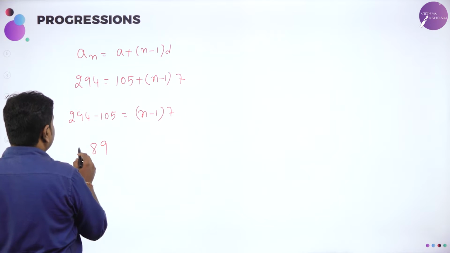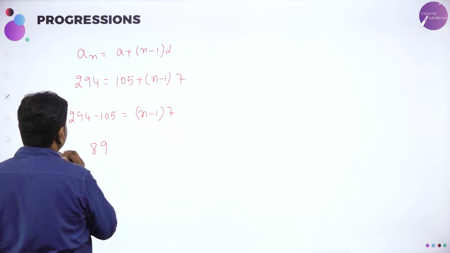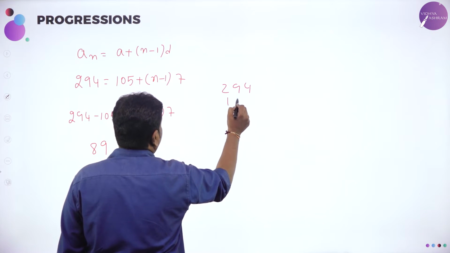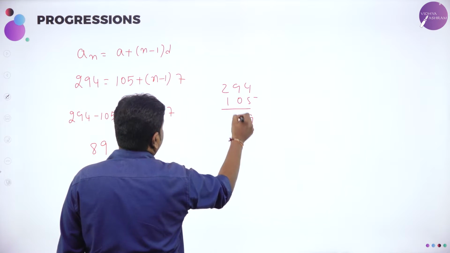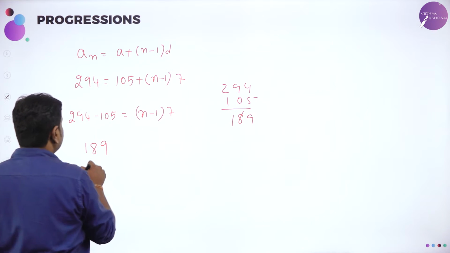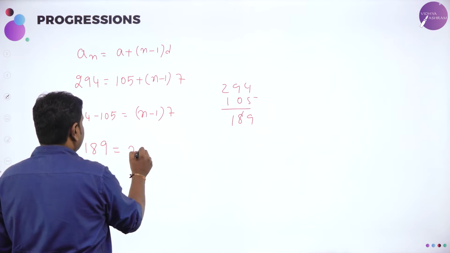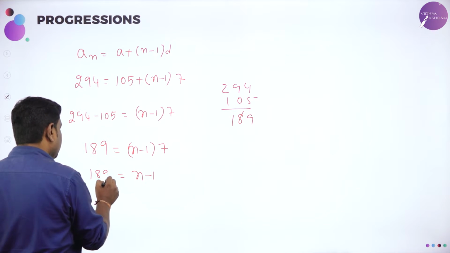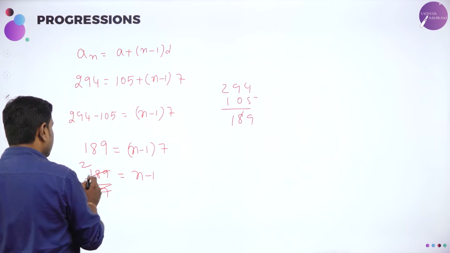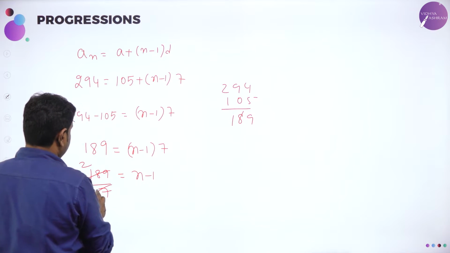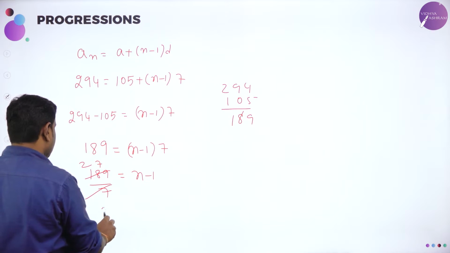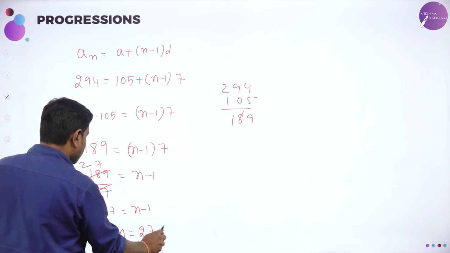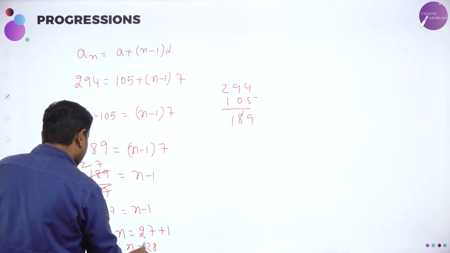Subtract: 294 minus 105, 14 minus 5 is 9, this is 8, and this is 189. So 189 is equal to n minus 1 into 7. Bring the 7 this side, so n minus 1 is equal to 189 divided by 7. 7 2s are 14, 49, 7 7s are 49, so 27 is n minus 1. That implies n is equal to 27 plus 1, so n is 28.